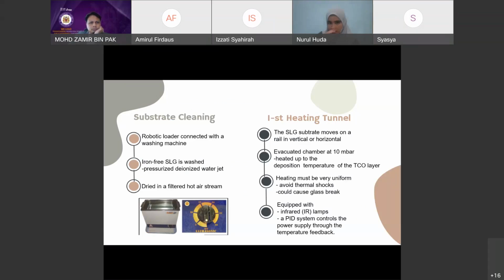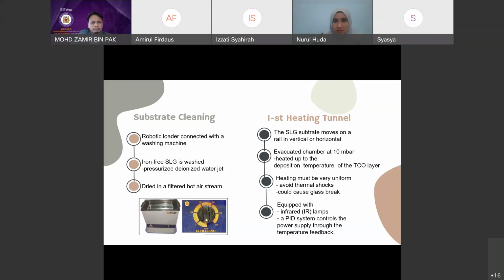Okay, next is the first heating tunnel. The soda lime glass substrate moves on a rail in a vertical or horizontal position, and then the heating tunnel is evacuated. The chamber is at 10 mbar. It is heated up to the deposition temperature of the TCO layer, which is the transparent conductive oxide layer.